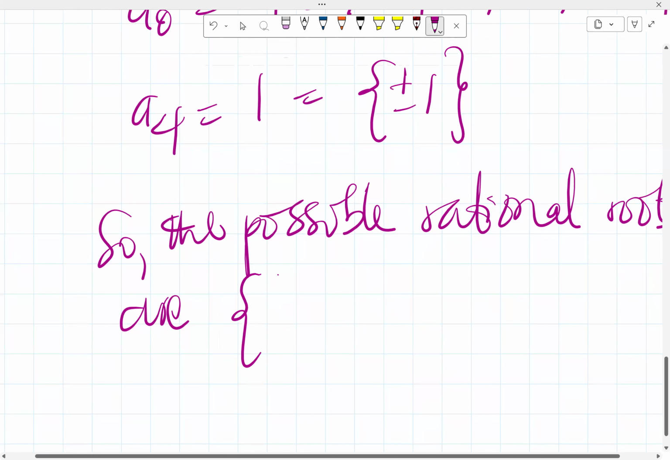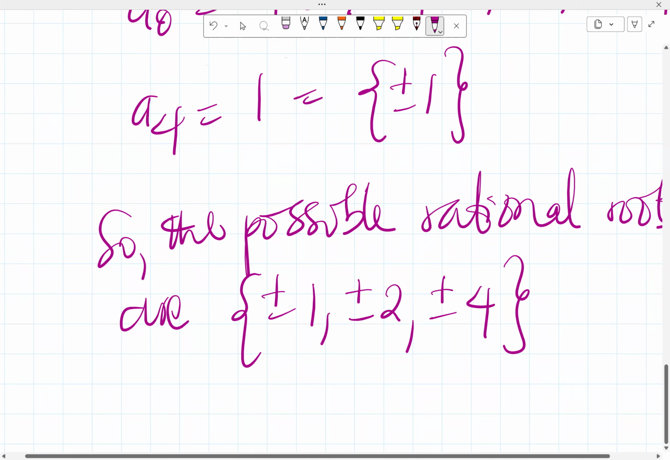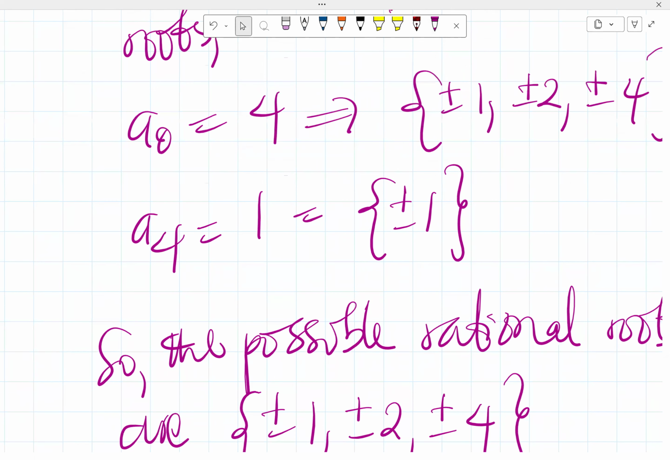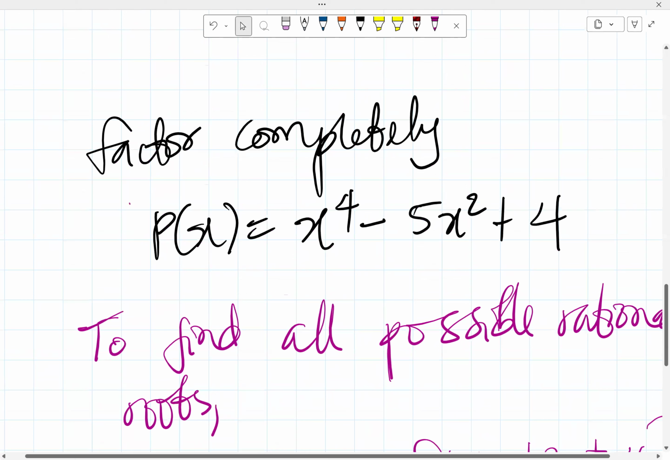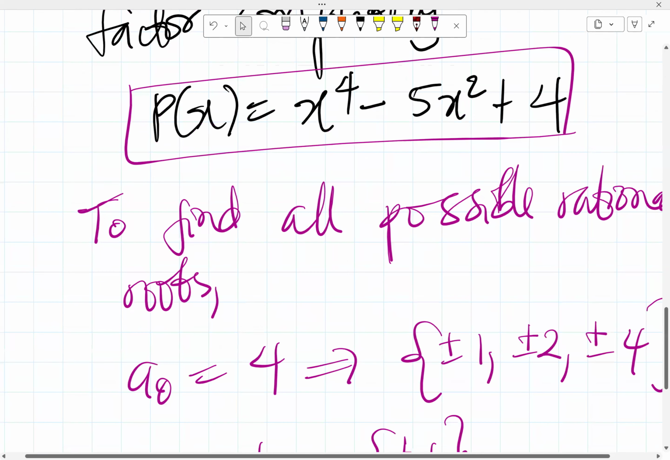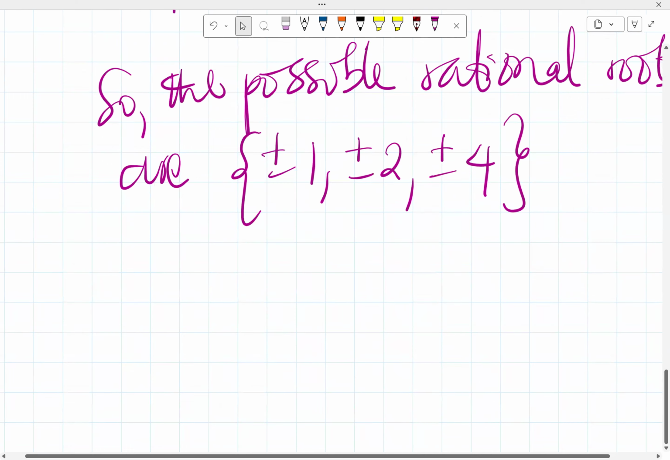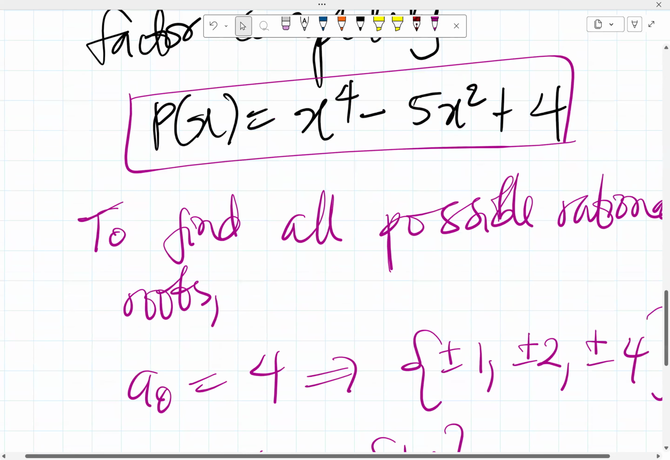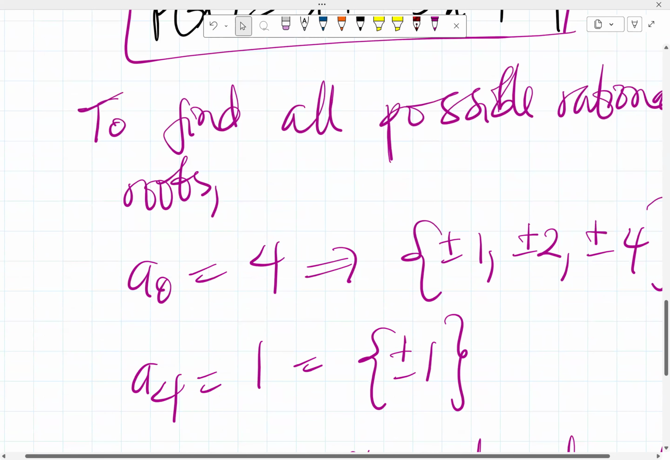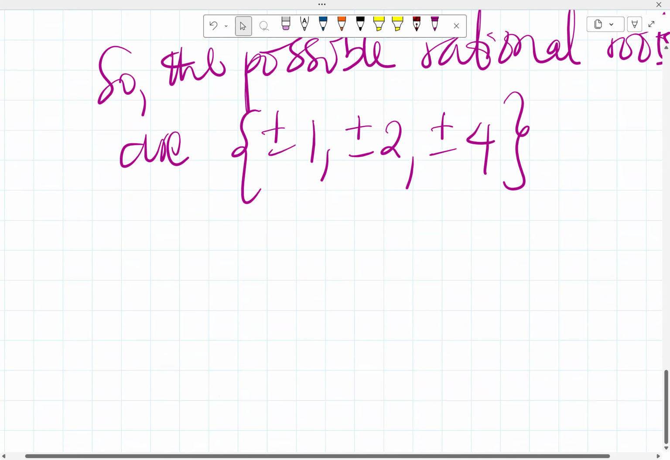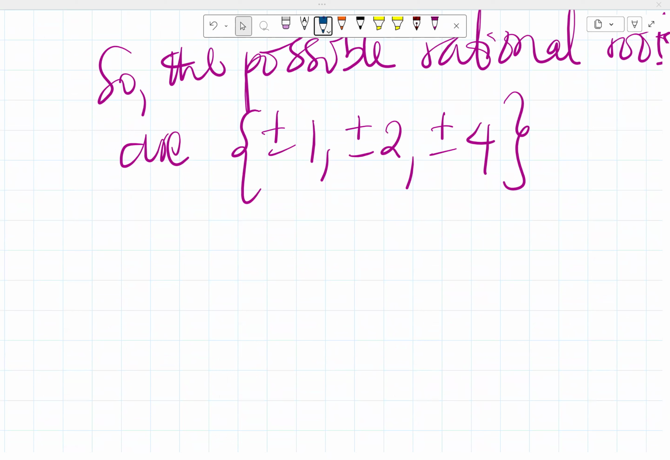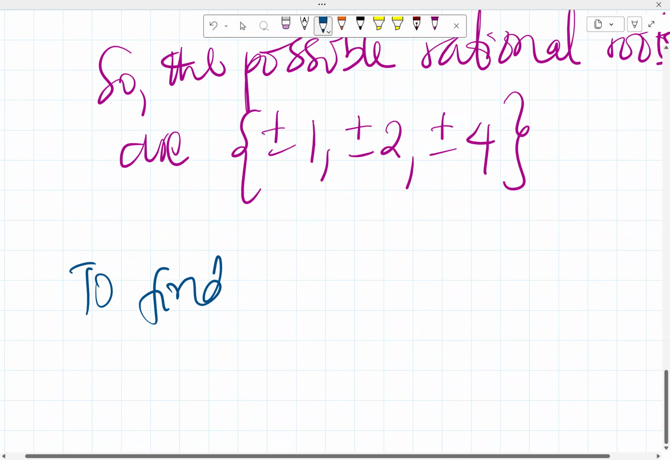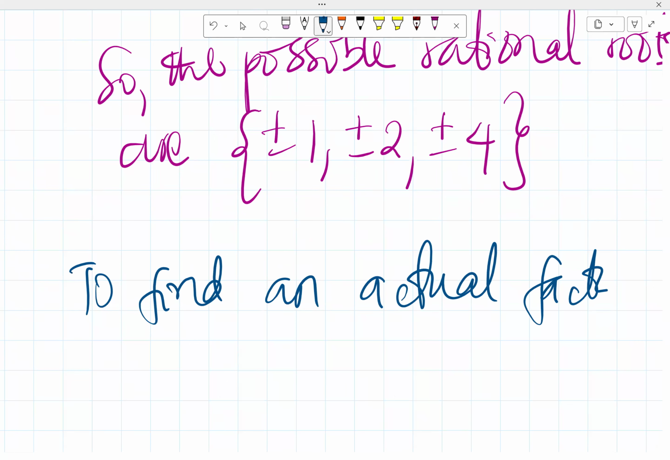So plus or minus 1, plus or minus 2, then plus or minus 4. So it means any solution to this, if this problem has a solution, it will not be out of this range. So the next thing we want to do is to find an actual factor, at least for starters.